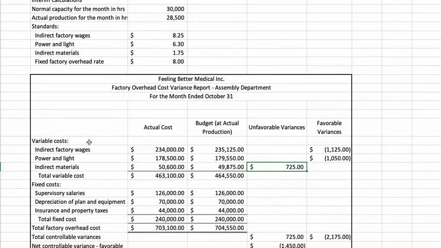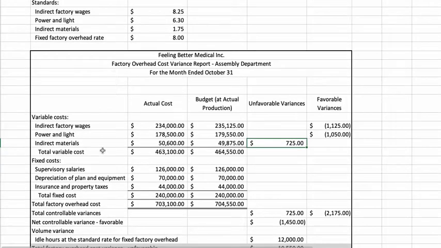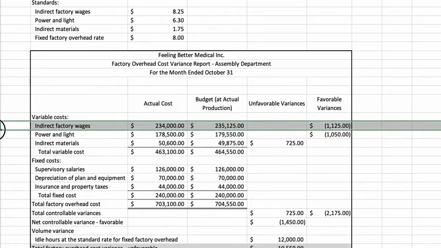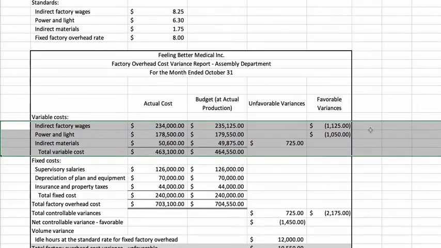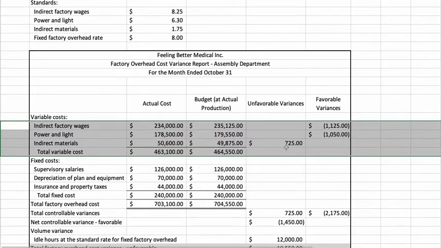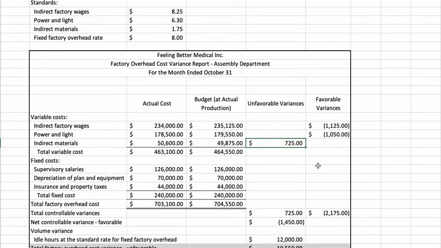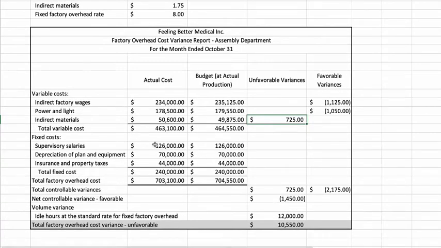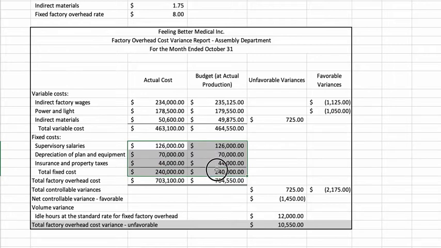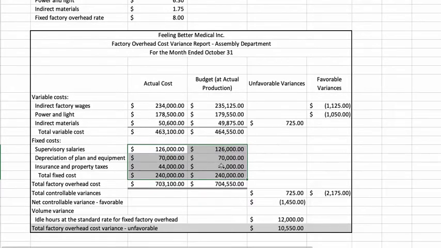The first step, though, is the calculation. All right, so we've calculated this first portion. We have our favorable variances and our unfavorable variances. Nothing changed with our fixed costs, because we know that it's fixed. It's not going to change based on how many hours we actually work on the production floor. But what we want to see is, how should we have used our fixed costs?